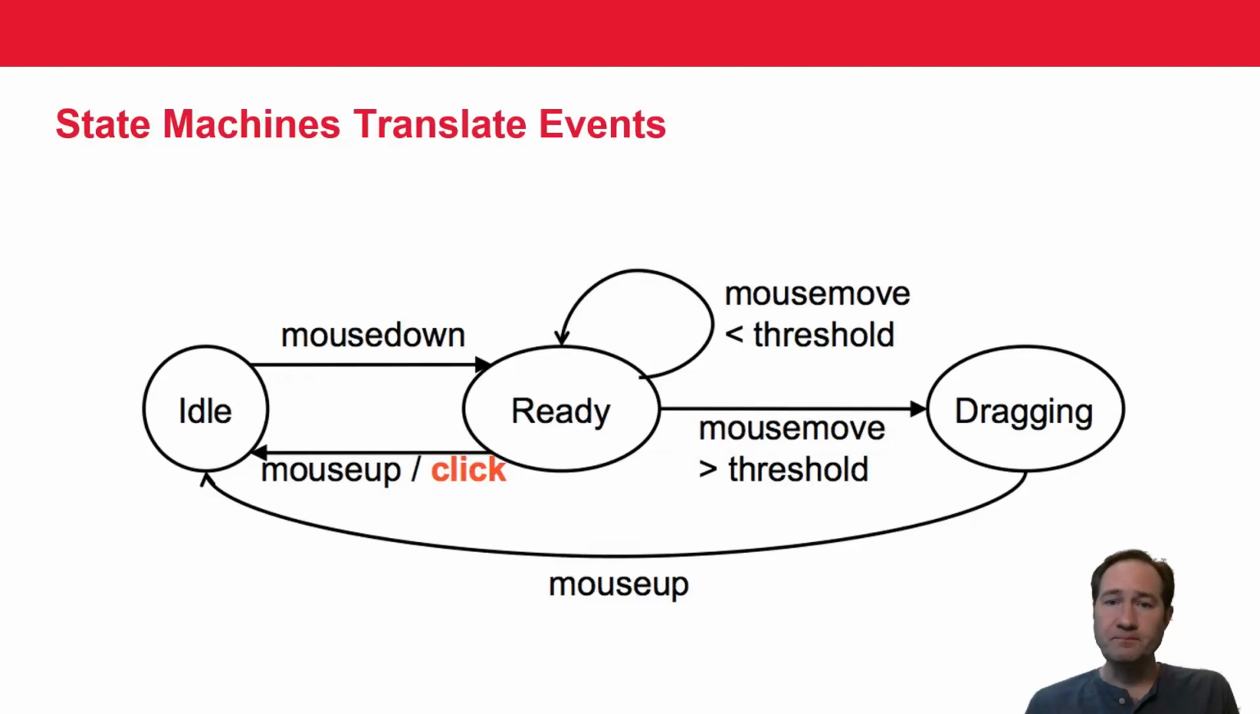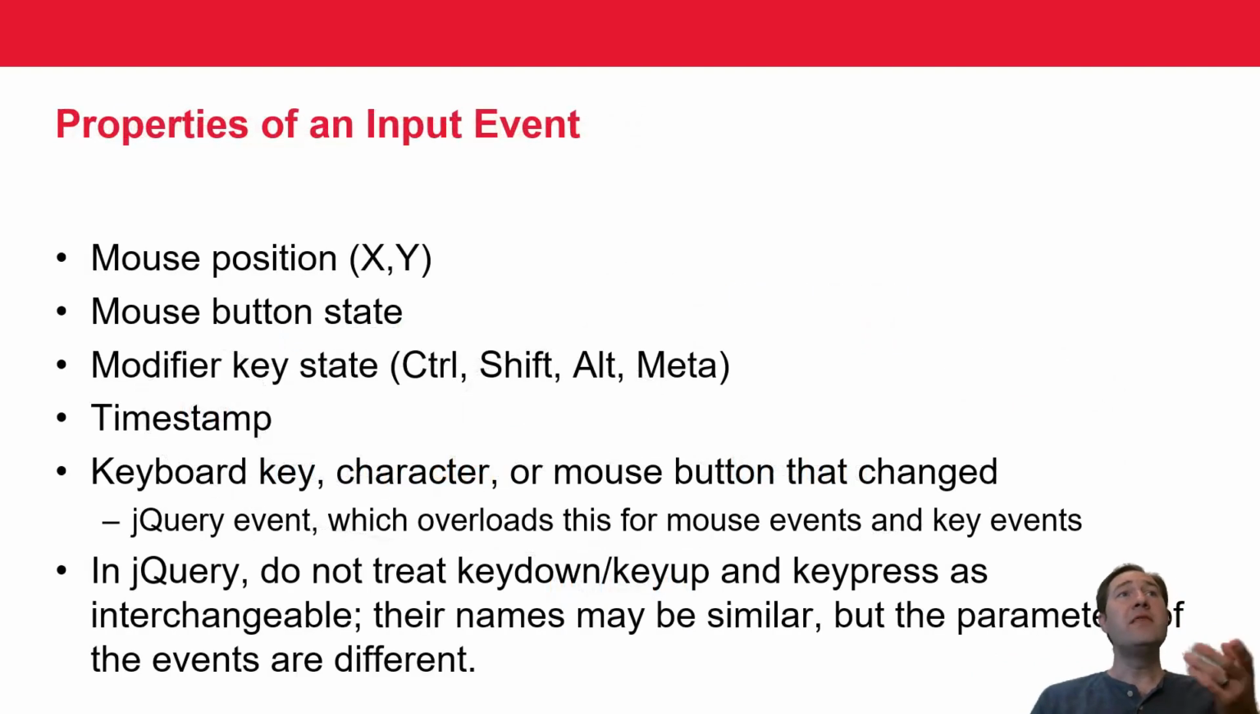At a raw level, the properties of these input events include the position of the mouse, the button state, and modifier keys that may be going on, like Control, Shift, Alt. They all get a timestamp, which is really crucial because they get thrown into a queue, and so the timestamps are going to help the handler recognize the order and piece it together in this state machine interpretation. And then there's also information about the keyboard key, character, or other mouse button that has changed.